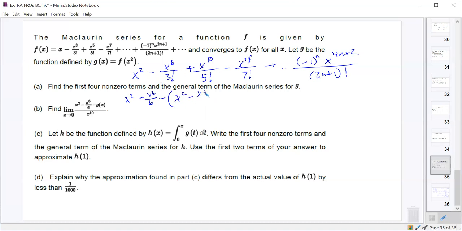X squared minus x to the 6th over 6 plus x to the 10th over, well, 5 factorial is 120, minus x to the 14th. I don't know offhand what that is, so we'll just write minus 7 over 7 factorial, and so on with our general terms, right? And we're going to divide all of this by x to the 10th.